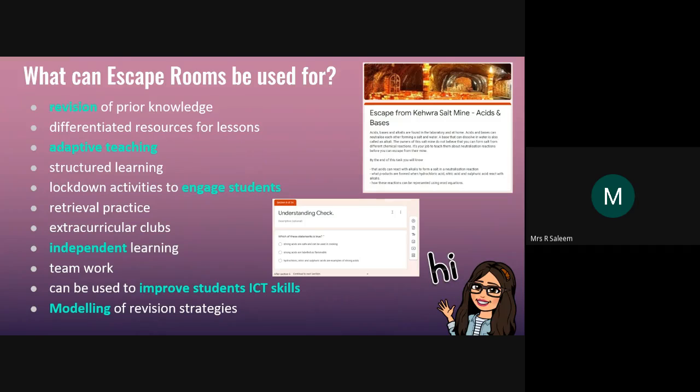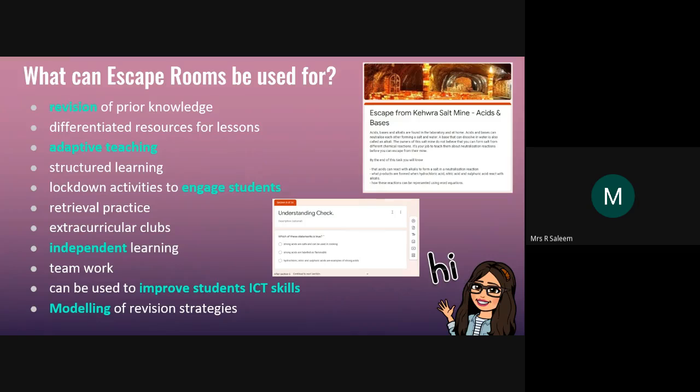Adaptive teaching. So for example, if I'm teaching a lesson, but I've got students who need extra time on a certain part of the lesson or a certain task, I can give them a QR code that takes them to an escape room where they can look at more information based on the task or the concept in more detail. And then once they've completed that, they can rejoin the rest of the lesson to carry on with where the rest of the students are.